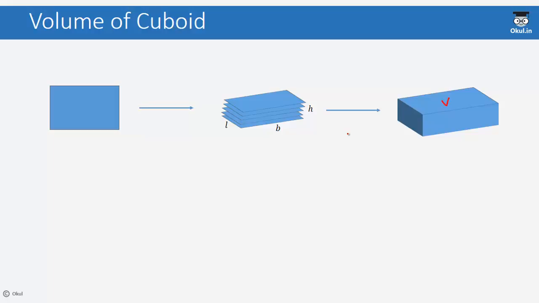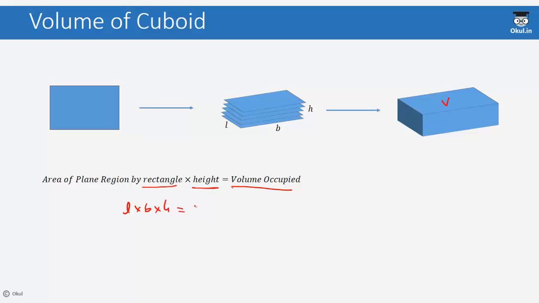Therefore, intuitively, what we can conclude is that the volume of the cuboid, or the water that can be filled in this whole object, is equal to the area of the plane region, the rectangle, into height. So this is what the volume occupied will depend on. The area is equal to length into breadth of the rectangle and the height is h. So the volume is L into B into h. That is the volume of the cuboid. So we can conclude that the volume of a cuboid is length into breadth into height.